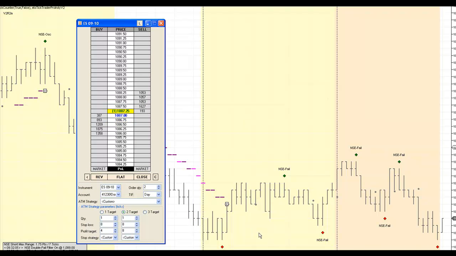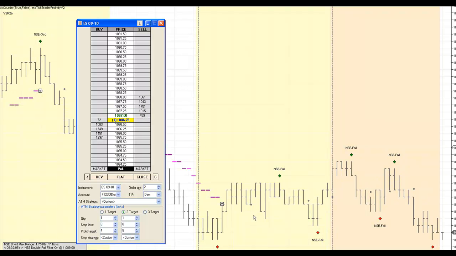We have these rules for a reason, and here's a prime example of why we don't take NSEs in no zones. All these little gray dots are where NSEs would have been. This would have been a long, a short, a long, short, long, short. All these would have been losing trades. This could end up costing you 4 to 5 ticks on each losing trade. We could have been potentially down 2, 3, 4 points by just taking NSEs.